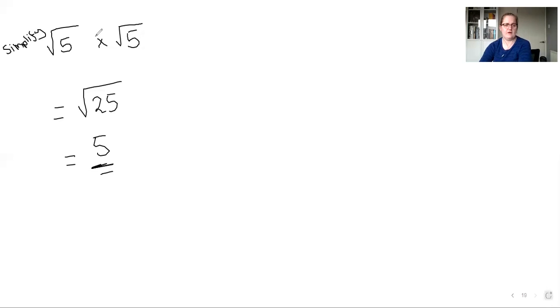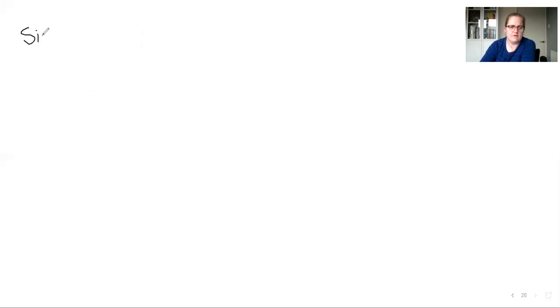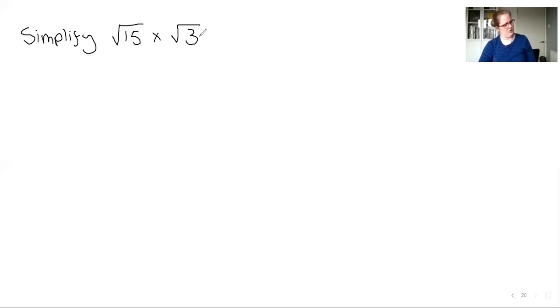Here's a different example. I'm going to make sure I write simplify on this time. So we're going to simplify root 15 multiplied by root 3. What we're going to do is just multiply those two numbers together again. So root 15 multiplied by root 3 would give us root 45.